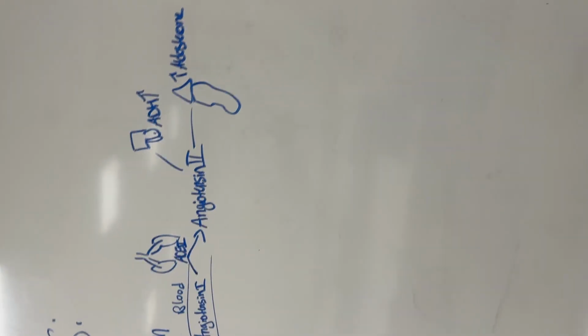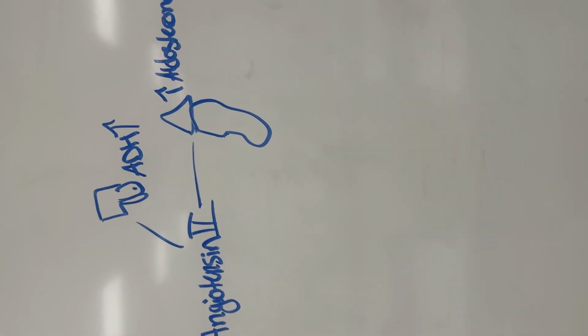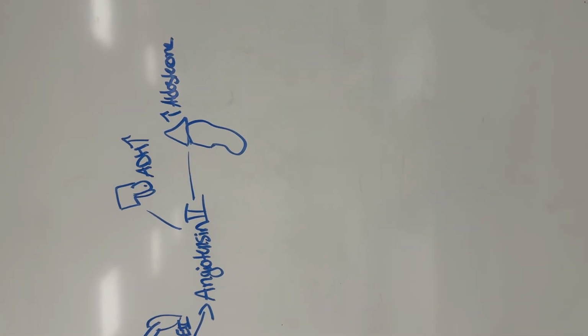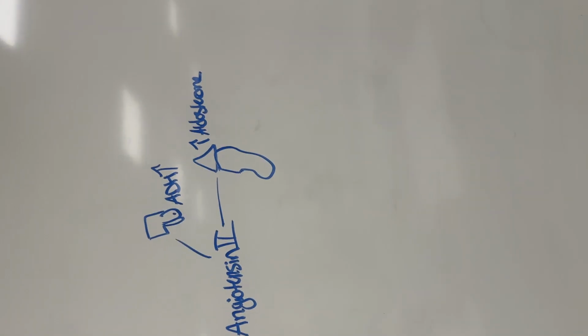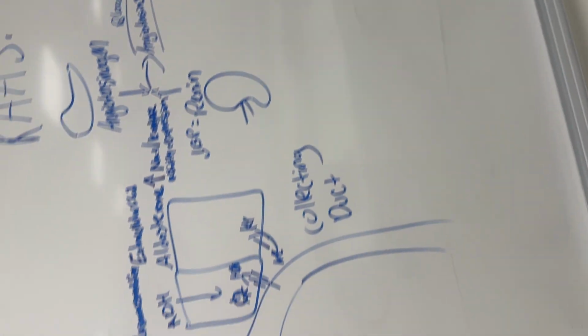purposes is going to stimulate the posterior pituitary gland to release antidiuretic hormone. And it's going to stimulate the renal medulla to produce aldosterone. So the cellular effects of those.